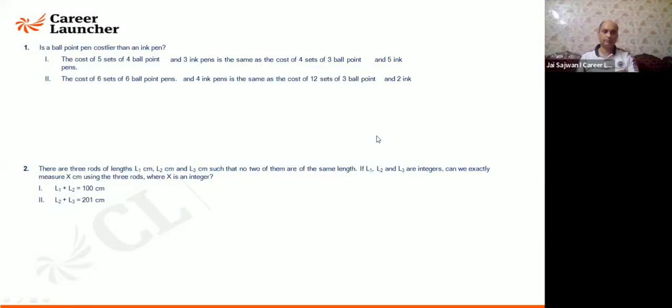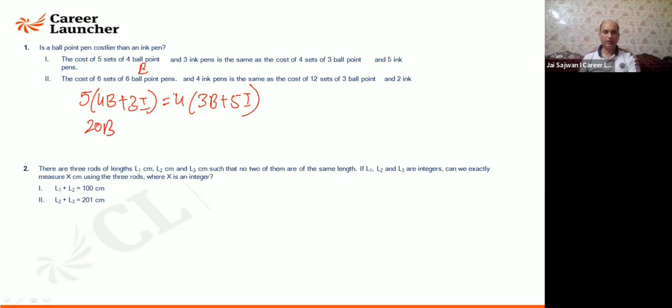Cost of 5 sets of 4 ball point pens, I'll call it B, and 3 ink pens is the same as the cost of 4 sets of 3 ball point plus 5 ink pens. So I'll say 20B plus 15I is equal to 12B plus 20I.